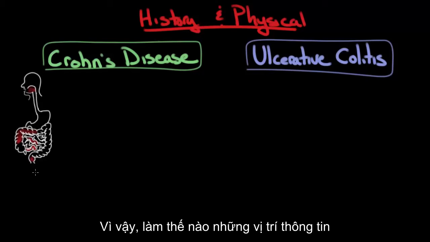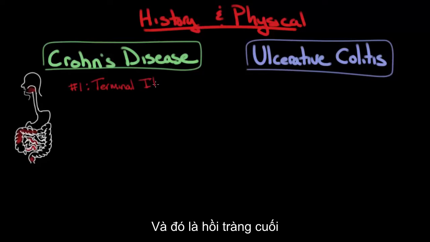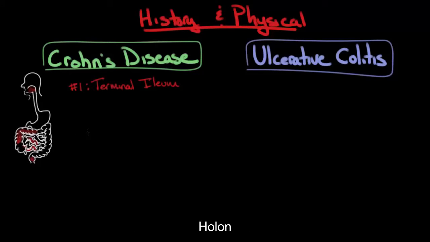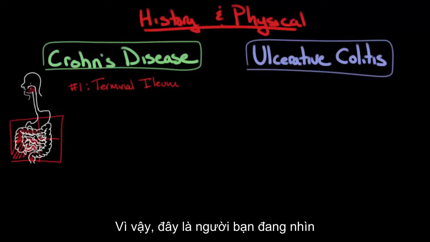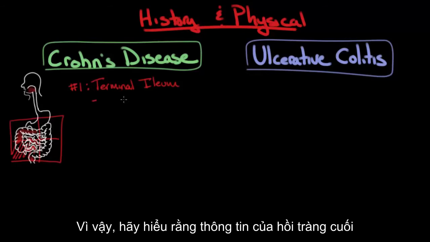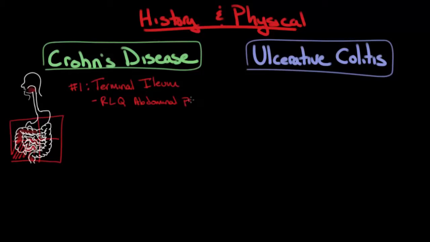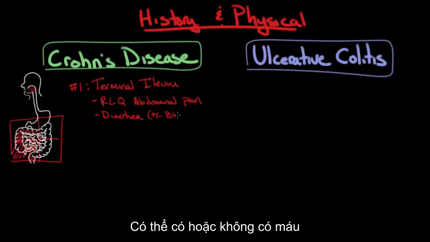So how do these locations of inflammation tend to present? Well, let's start with the most common location, and that's the terminal ileum, which is the last section of the small intestine before it enters into the colon. Now, if you imagine a box over the abdomen, kind of like this, you can see that the terminal ileum is largely located in the right lower quadrant of the individual. So this is someone, you're looking at the person, so this is going to be the right side and in the lower part of the abdomen. So it makes sense that inflammation of the terminal ileum often results in right lower quadrant abdominal pain. And inflammation in this area may also result in diarrhea that may or may not be bloody.